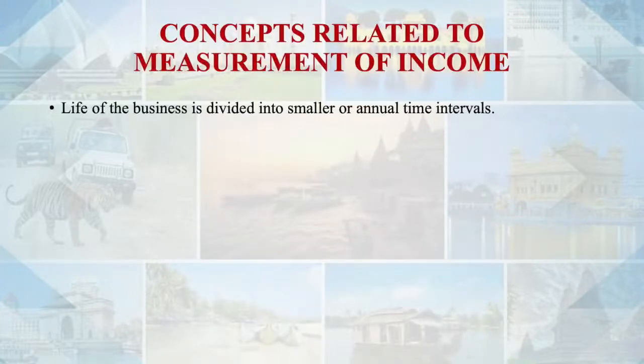This concept says that the life of the business should be divided into smaller parts. It could be 1 year, that is yearly, annual basis, and companies can even divide this lifespan on quarterly basis or on 6-month basis, depending on how they have to calculate the performance. For this particular concept, we divide the whole life of the business into smaller time intervals.